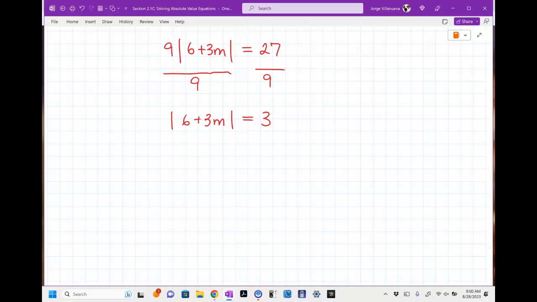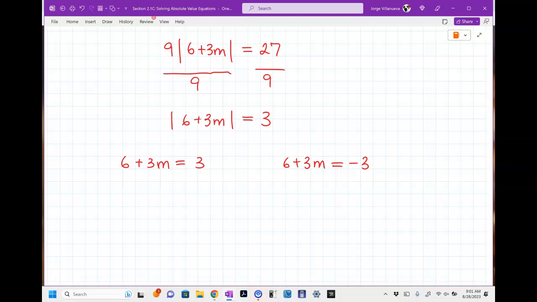So at this point, break them apart into 2 problems. So the first problem is going to say 6 plus 3m equals 3. And then the second problem is going to say 6 plus 3m equals negative 3. And then you just have to solve both of them.